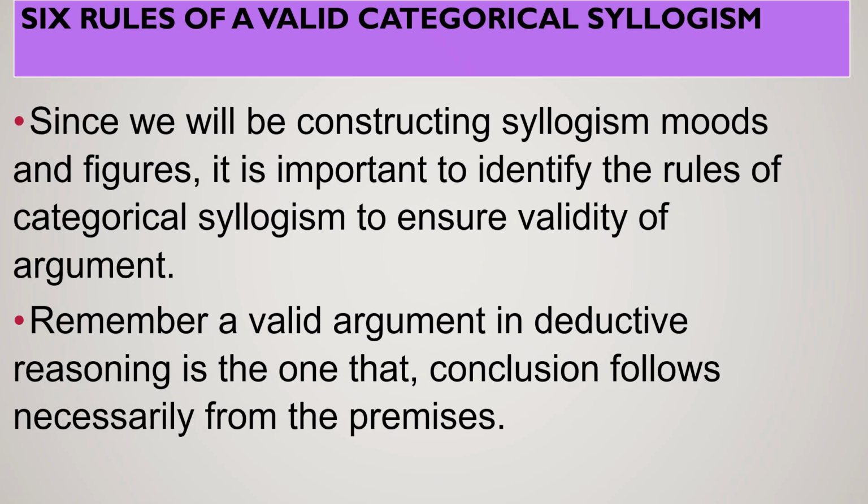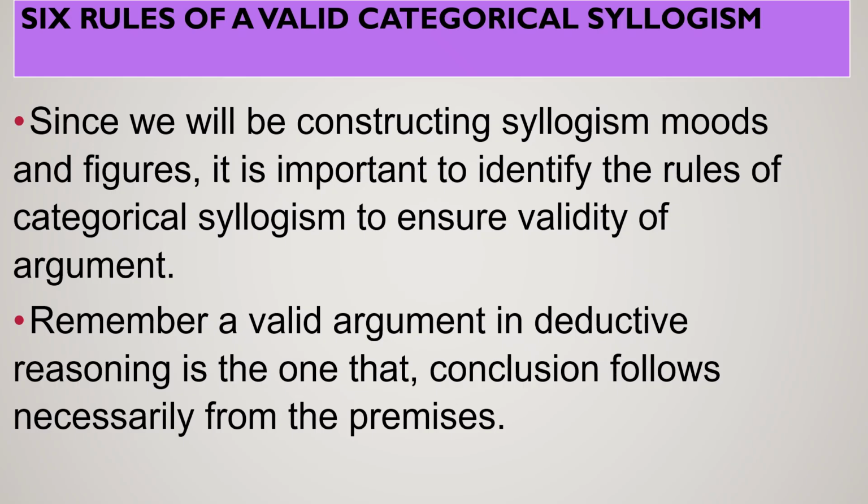Since we'll be forming a categorical syllogism using examples like the one that we have given about all dogs are black, or farmers are investors, among others, it is important to identify the rules that are followed when you are forming a standard categorical syllogism. This will ensure the validity of our argument, so that we don't just give examples and then when we go to the conclusion, it's not valid.